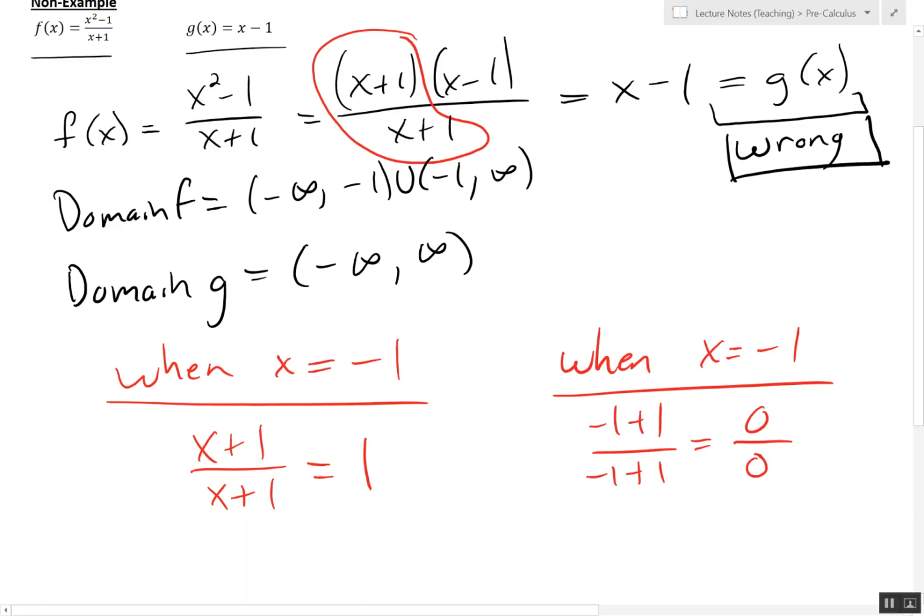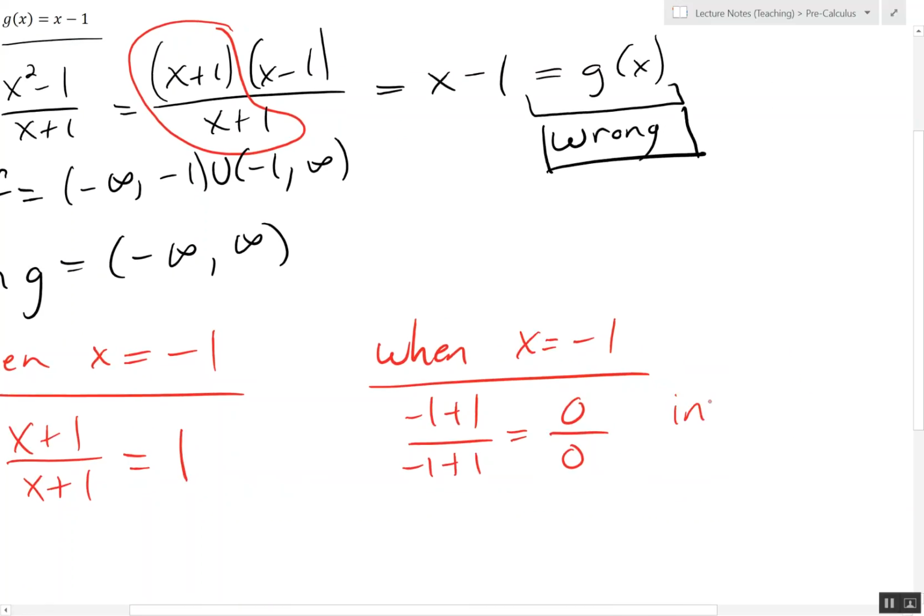And this is known as an indeterminate form. For those of you who are going on to calculus, you will definitely be learning more about indeterminate forms. But basically what you need to know right now is that you cannot cancel two terms when they can be indeterminate for some value of x.